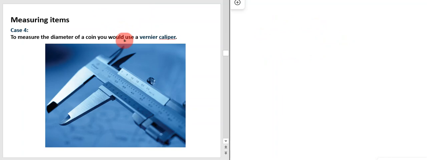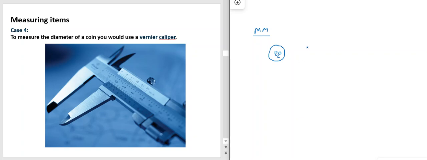The next kind of instrument that we can use to measure length is one of these, which is called a Vernier caliper. So to measure the diameter of a coin, you would use a Vernier caliper. This can be used to measure pretty small distances. Okay, so you'd be talking, for example, in millimeter units. So really small. And the good thing about it is it has these two sides. This side here would enable you to measure, for example, a coin. So it might be a 20-cent coin.